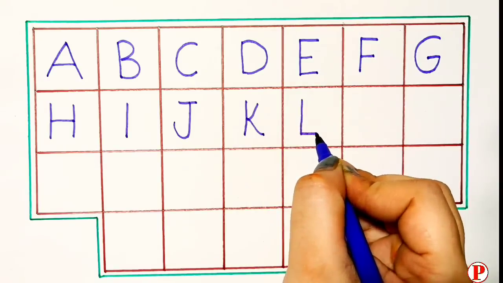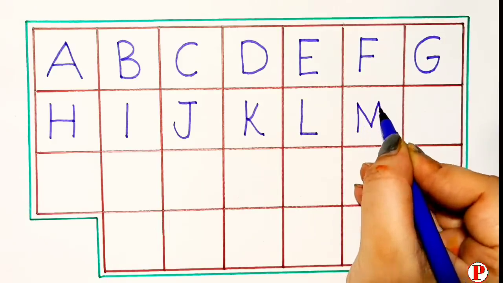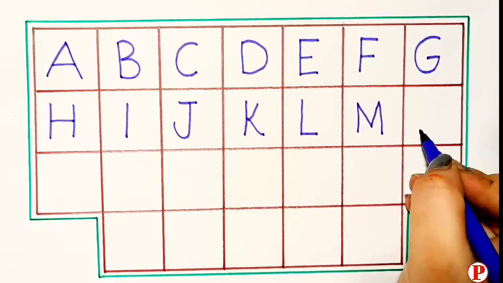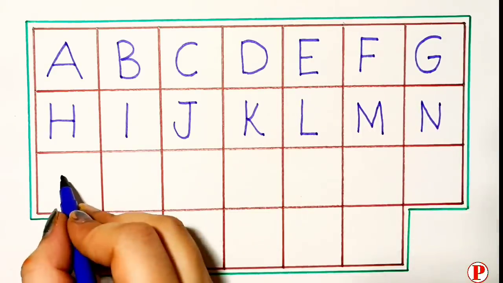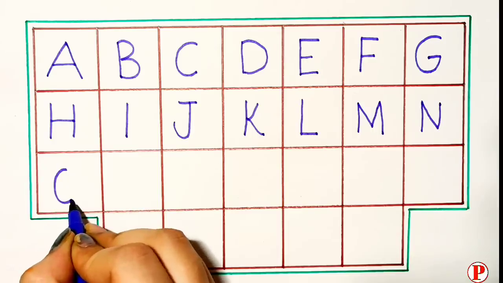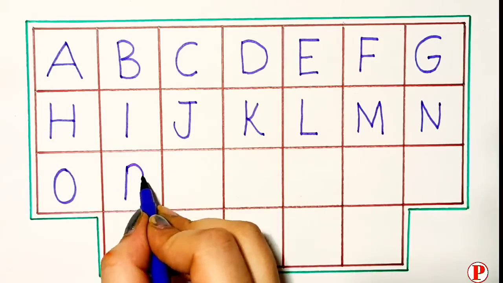L for lotus. M for mango. N for nest. O for owl.